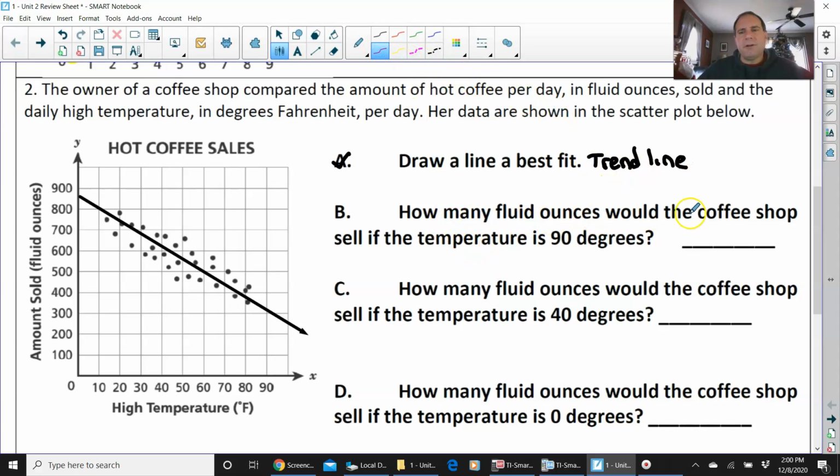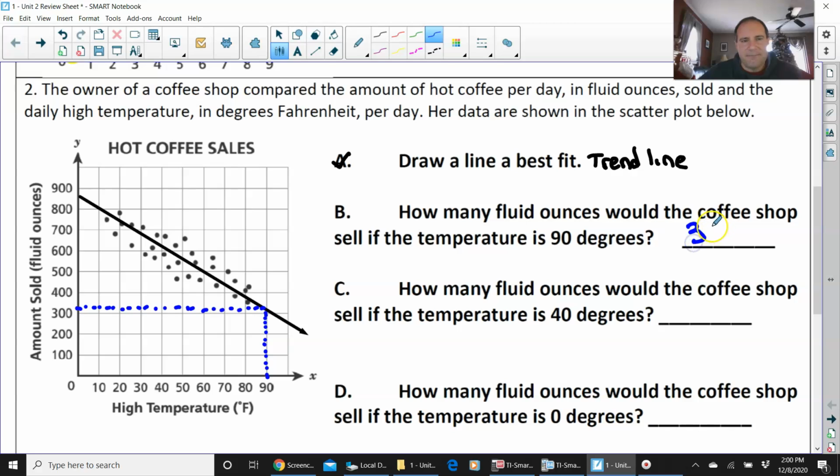Okay, how many fluid ounces would the coffee shop sell if the temperature is 90 degrees? So it's asking you to use that trend line as a prediction. So every time that you do this, we really want you to draw what it is. It's like a dotted line up to where the trend line hits. This is 90 degrees. So it hits the trend line right there. And then I'm going to go across and draw my dotted line. And it's just going to be above 300. Well, I would say in the middle is 350.